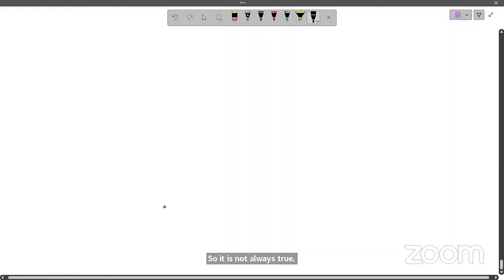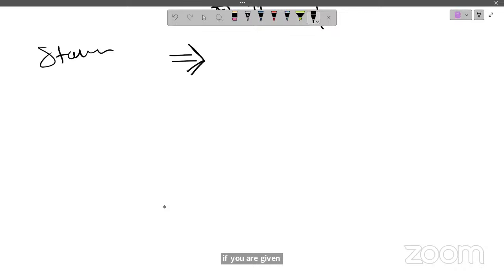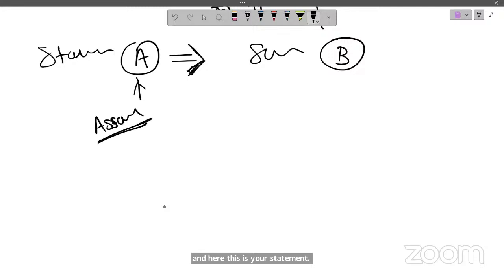In mathematics, if you are given some statement here, and there is a sign of implication, and you are given some statement here, suppose this is your statement A and this is your statement B. What you have to do is assume these things are true, and then check whether this thing is true or not.